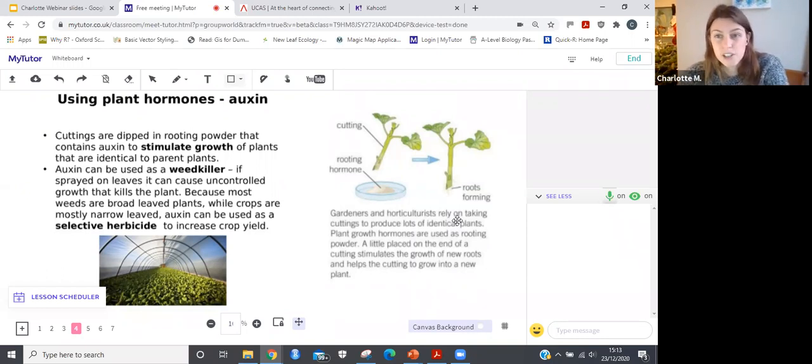So if you've got a really good variety of wheat, a really good plant in your garden, and you want to replicate it and have it on the other side as well of the yard, then you can take a cutting and grow it from that. You know it'll be genetically the same.